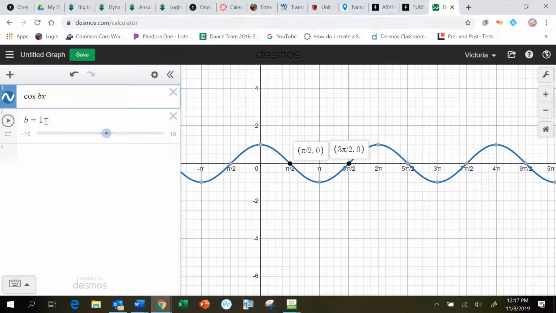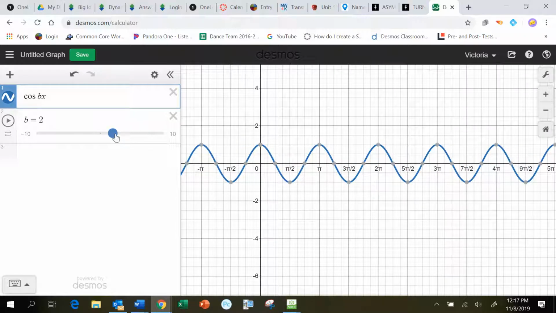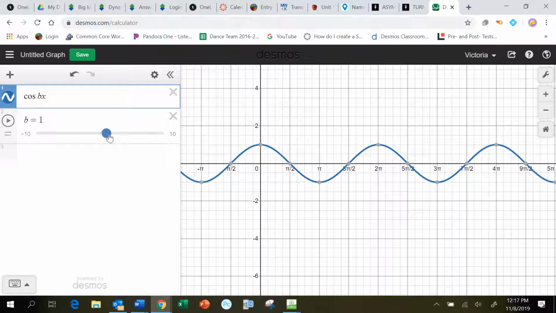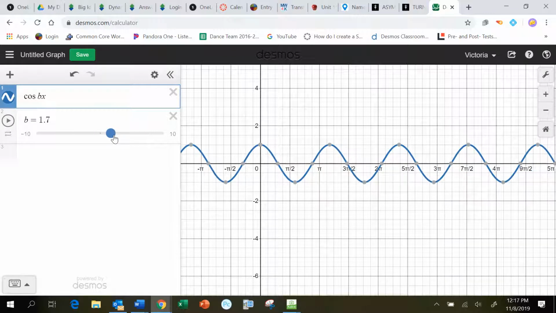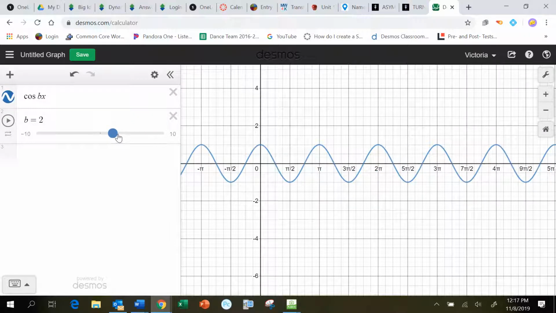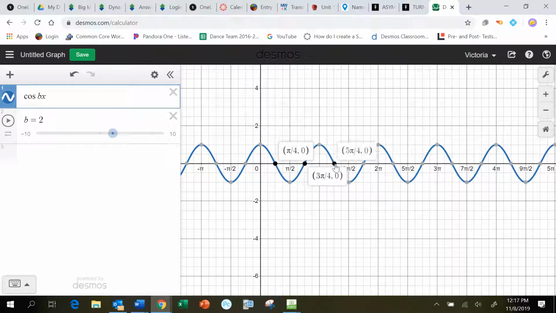But if I were to change the b value to 2, what's happening? Wait, I went really fast. What's happening as I go from 1 to 2? What happened to the graph when I went from 1 to 2? It shrunk which way? Horizontally. It went in horizontally. And after it shrunk from 0 to 2 pi, I now have 1, 2, 3, 4 x-intercepts.